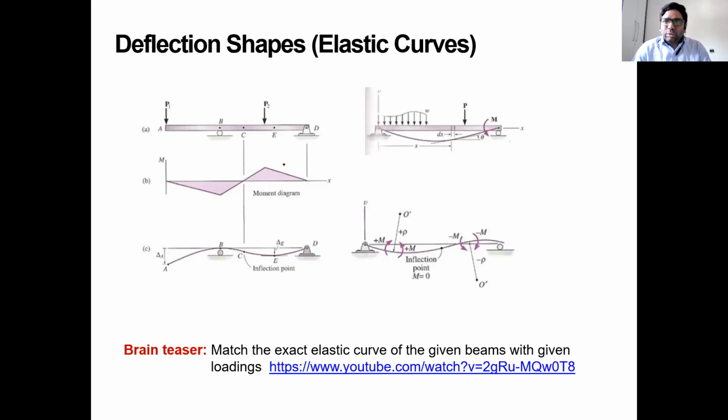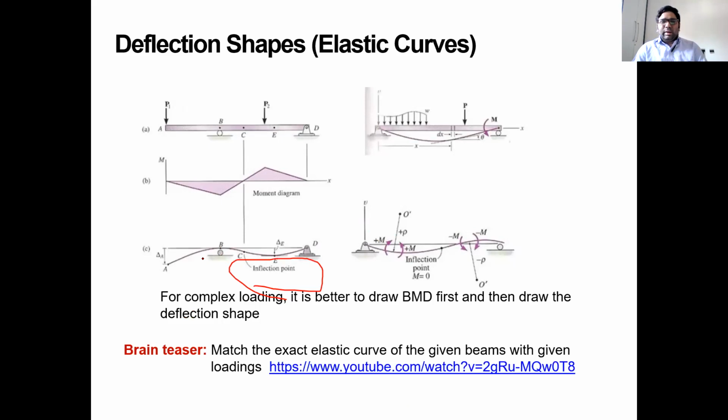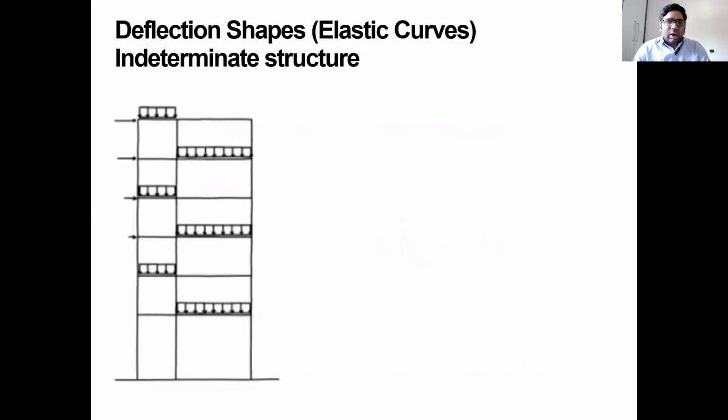Now, if you talk about two important terminologies in strength of materials, one is the point of contraflexure and another one is the point of inflection. The point of inflection can be seen here very clearly, that there is a change in the slope of the elastic curve of a bending moment diagram or the deflected shape. To understand it clearly, let me try to extend this. For complex loading, it is better to draw the bending moment diagram first and then draw the deflected shape. So let us see how a deflected shape would look like.